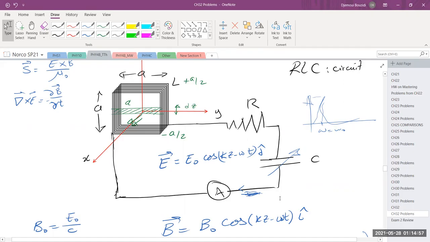That EMF will have a current running through it. That current will be maxed only and only if the frequency of this variation matches the natural frequency of the circuit, which is 1 over the square root of LC. So we need to tune that. And if we do that, then the impedance of the circuit will become just the R, okay? In which case, the current will be at its max.